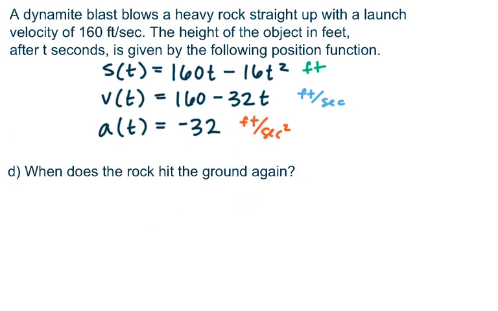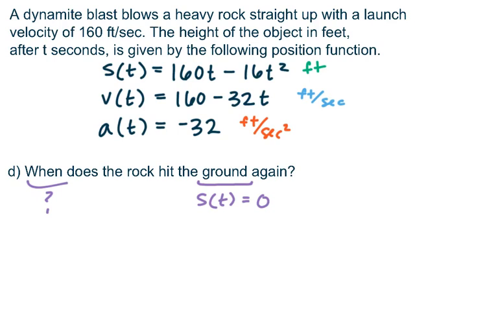The last part of this question, when does the rock hit the ground again? Well, we have to think about what we are being given in this question. We're being asked to find when, right? That's what we don't know. So we do not know time. So we must have a position, a velocity, or an acceleration. So when the rock is on the ground, what we know is that the height, or the position, is equal to 0. So this means find the time when the position is equal to 0.